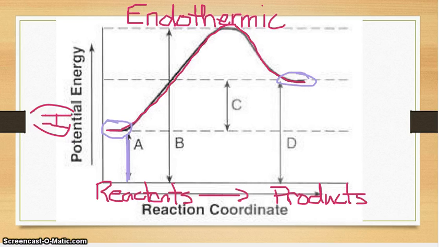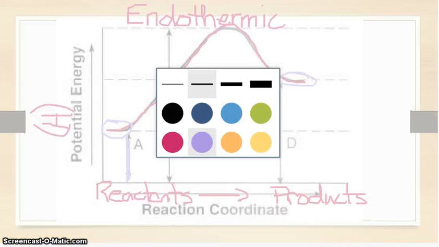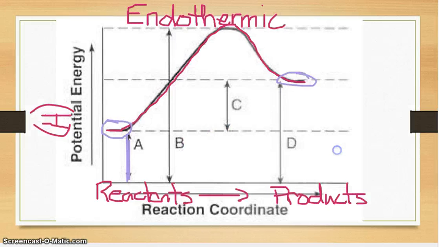All right, some other values we have in here. So we have C here in the middle. If you look where C is measuring between, it's measuring between our products and our reactants. So C, if it's going between those, is actually measuring the difference between our products and our reactants. So C, this area here, is going to be considered your delta H.